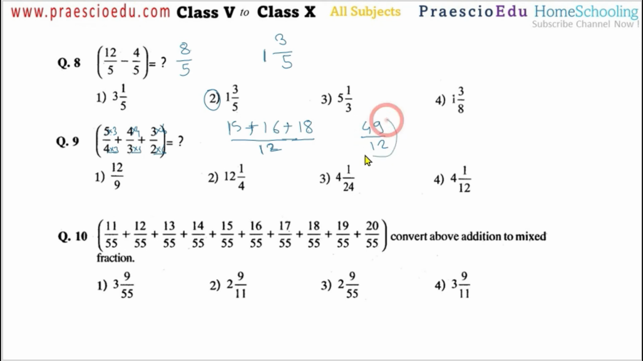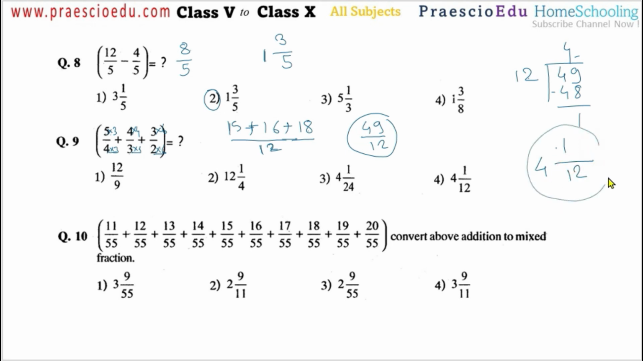Now this is improper. We can convert this to a mixed fraction because all the options are in mixed fractions. So this is 49 and this 12 is the divisor. So 12 fours are 48 and the remainder is 1. So 1 is in the numerator and this 4 as the quotient becomes the whole number or integer, and then 12 as the denominator. So this 4 whole number and 1 upon 12 means option number 4.